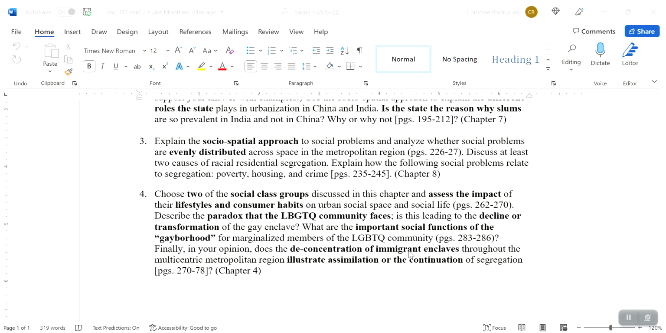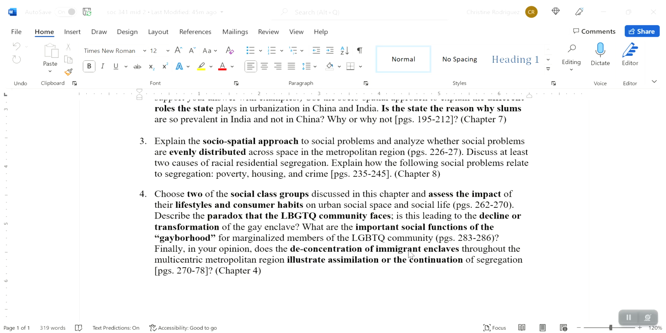A paradox, if you don't know what that means, I would hope you would look it up, but just briefly, paradox means two things that don't seem to go together. Like one thing is happening which seems good, but then maybe something else is happening which seems bad. So, a paradox. What are the important social functions of the neighborhood for marginalized members of the LGBTQ community?